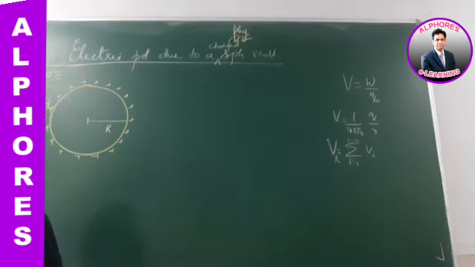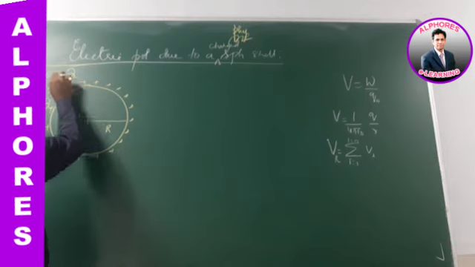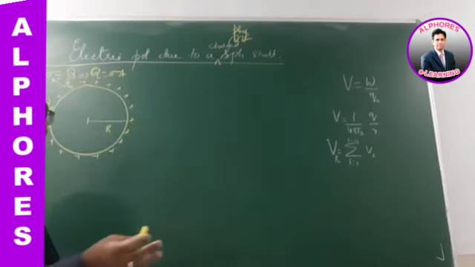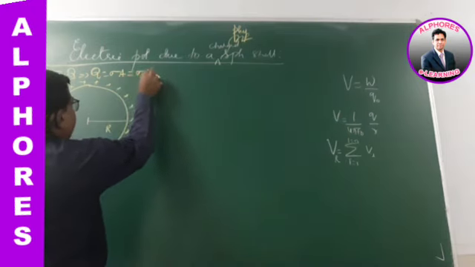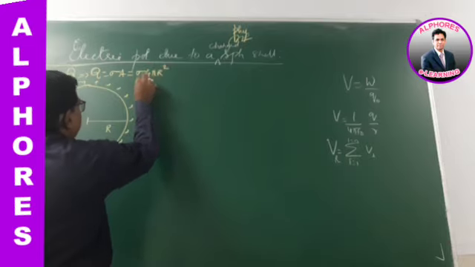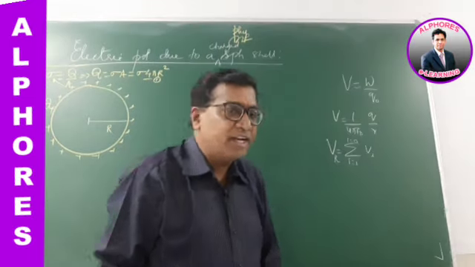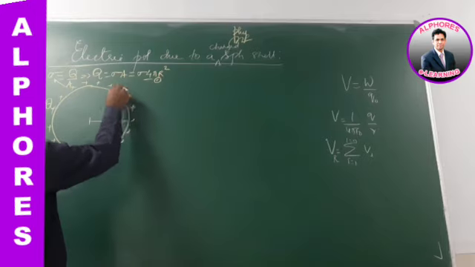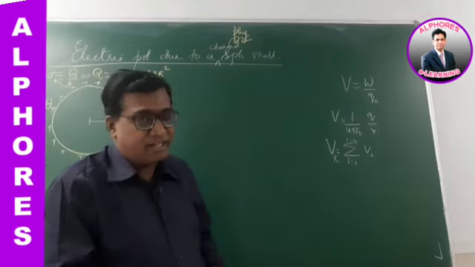By definition, surface charge density sigma is Q by A, correct? Cross multiplying, charge Q is sigma into A. The surface area of the sphere is 4 pi r square, so Q equals sigma into 4 pi r square. Please remember this formula. Let us call it equation 1. So we have to find the electric potential due to this positively, uniformly charged hollow spherical shell, with charge Q.